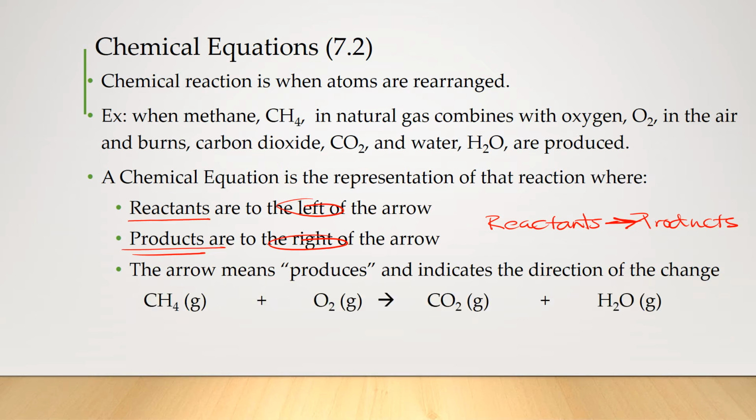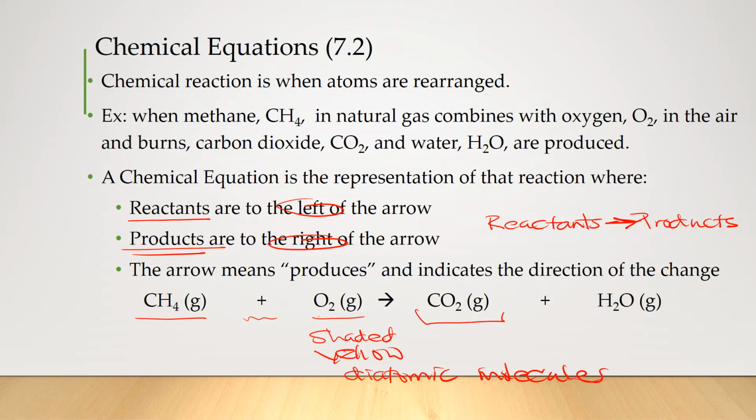All right, so here we go. Here we've got methane gas and, right, because it said it combines with oxygen gas, O2. We know it's O2 because it's shaded yellow on your periodic table. Right, those are the diatomic molecules. Then we've got producing carbon dioxide gas and water vapor.